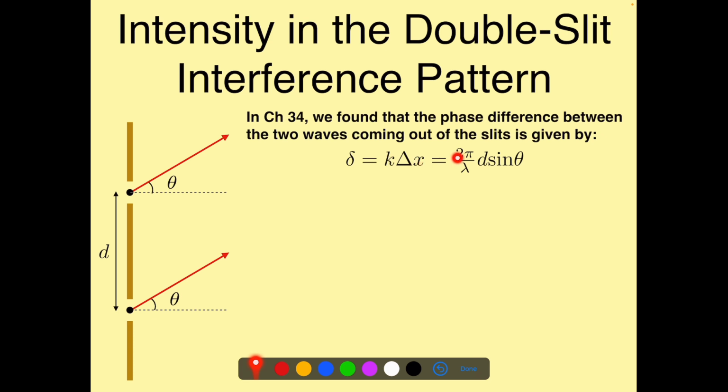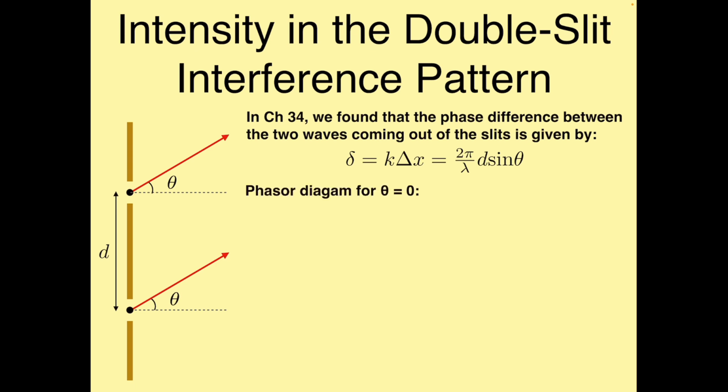k is equal to 2 pi divided by lambda. That's just the wave number. And we solved for delta x, and we found that it was equal to d sine theta, where d is the distance between the two slits, and theta is the angle of our outgoing rays relative to the center line. Okay, so we have delta, the phase difference between the two waves, is equal to 2 pi over lambda times d sine theta. So this was all given back in chapter 34.